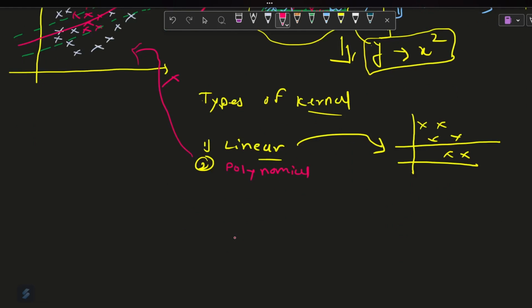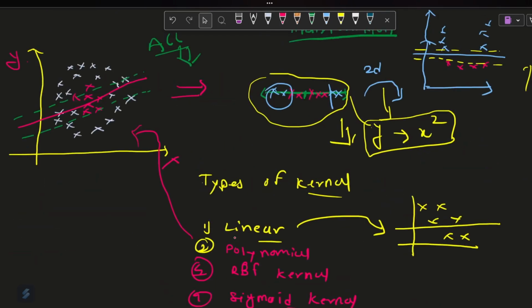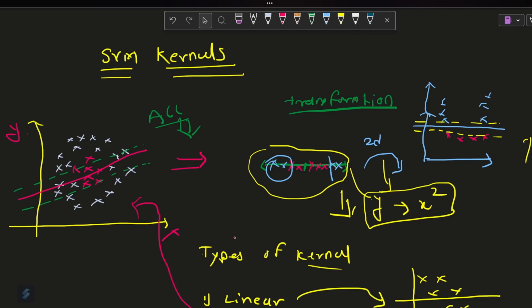And one more kernel, the third one, is the RBF kernel, right? And one more is the sigmoid kernel. Sigmoid kernel is a different type of kernel. I hope you understand how the data is transformed and why these kernels are useful. We will continue this understanding in the next video.